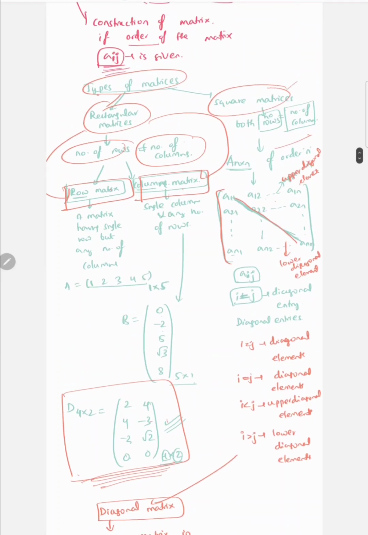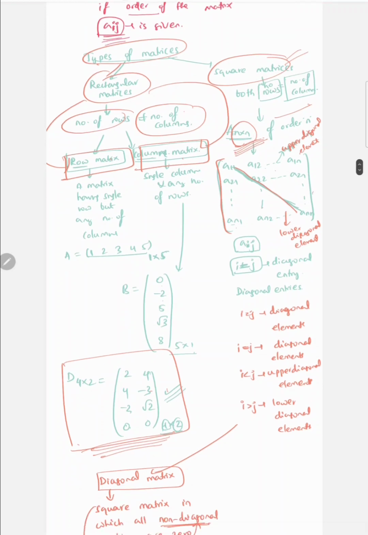Now coming to square matrix. As I said, when the number of rows is equal to the number of columns, such a matrix is called a square matrix. So the general square matrix of order n means the number of rows equals the number of columns, equal to n. It is given by a11, a12, ..., a1n, a21, a22, ..., a2n, and an1, an2, ..., ann.